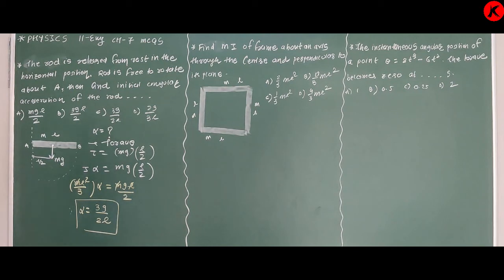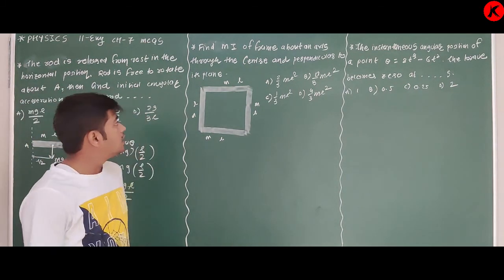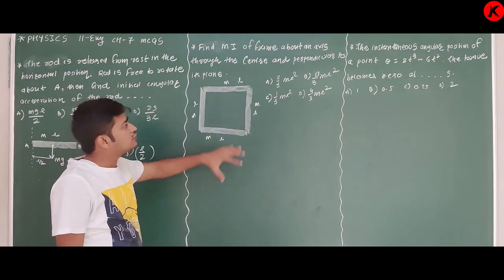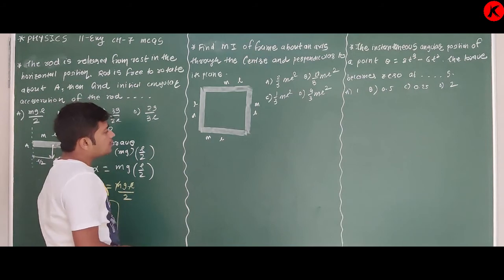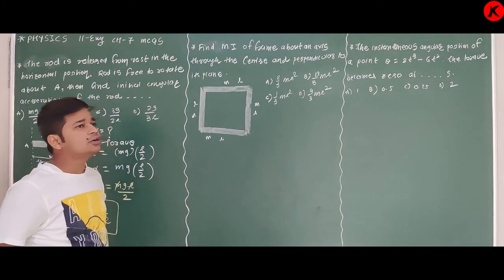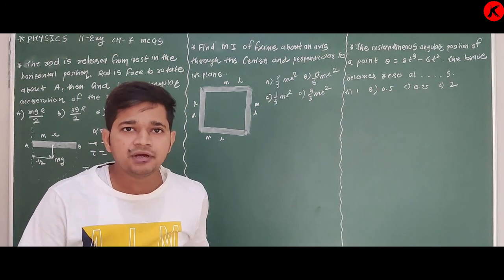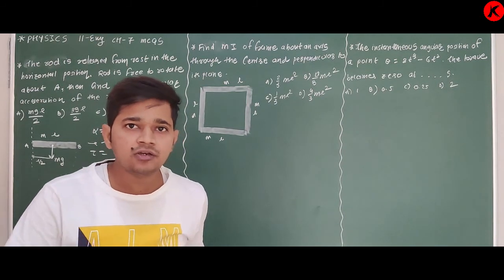Find MI, which means moment of inertia. Find the moment of inertia of a frame. You are given one frame. This frame is made up of 4 identical rods.